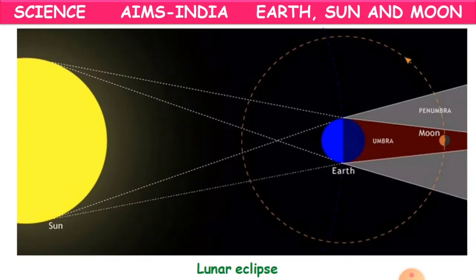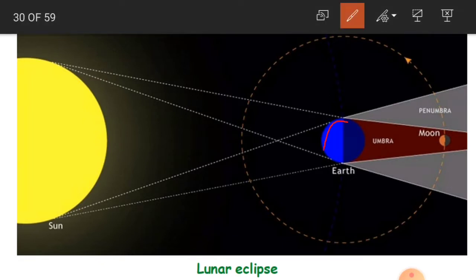See here. Are you able to see? This is a clear diagram of the lunar eclipse. In between you can see the earth. Here this is the sun, and this here is the moon, and this dotted area is the path of the moon, that is the orbit of the moon. See, in between the sun and the moon we have got the earth.